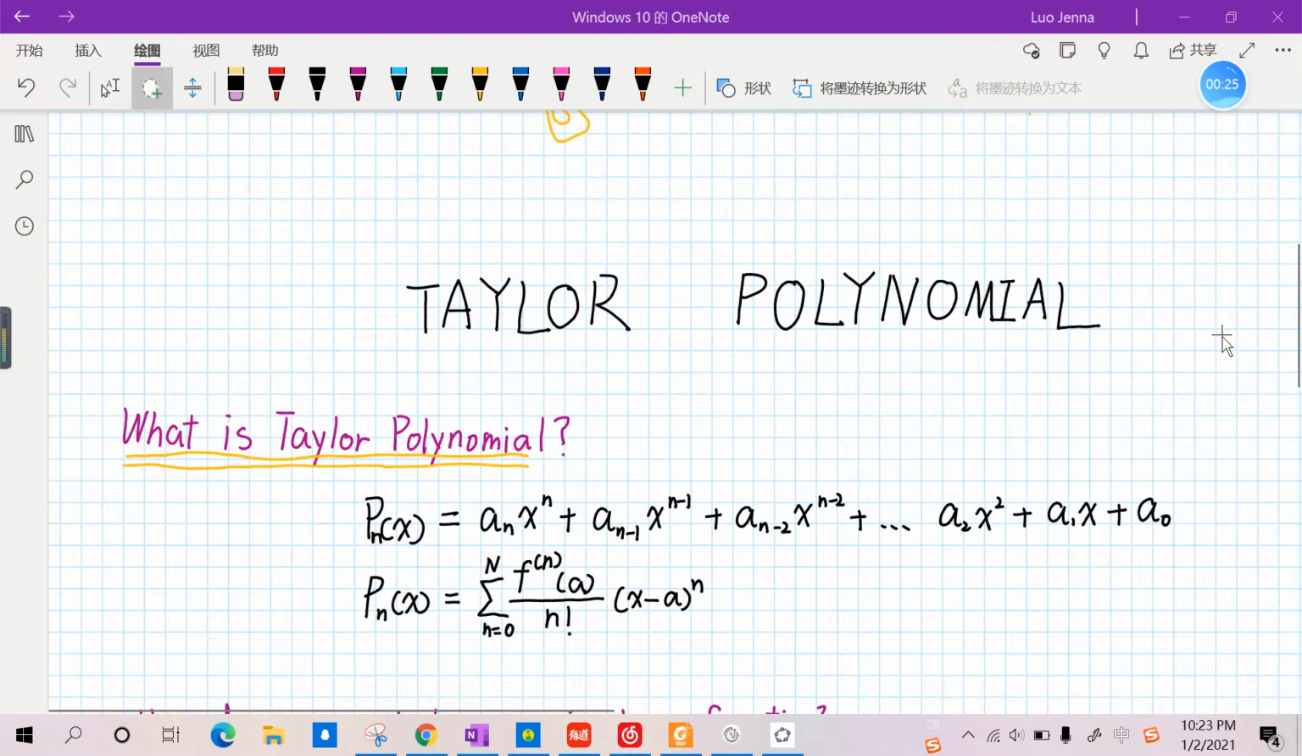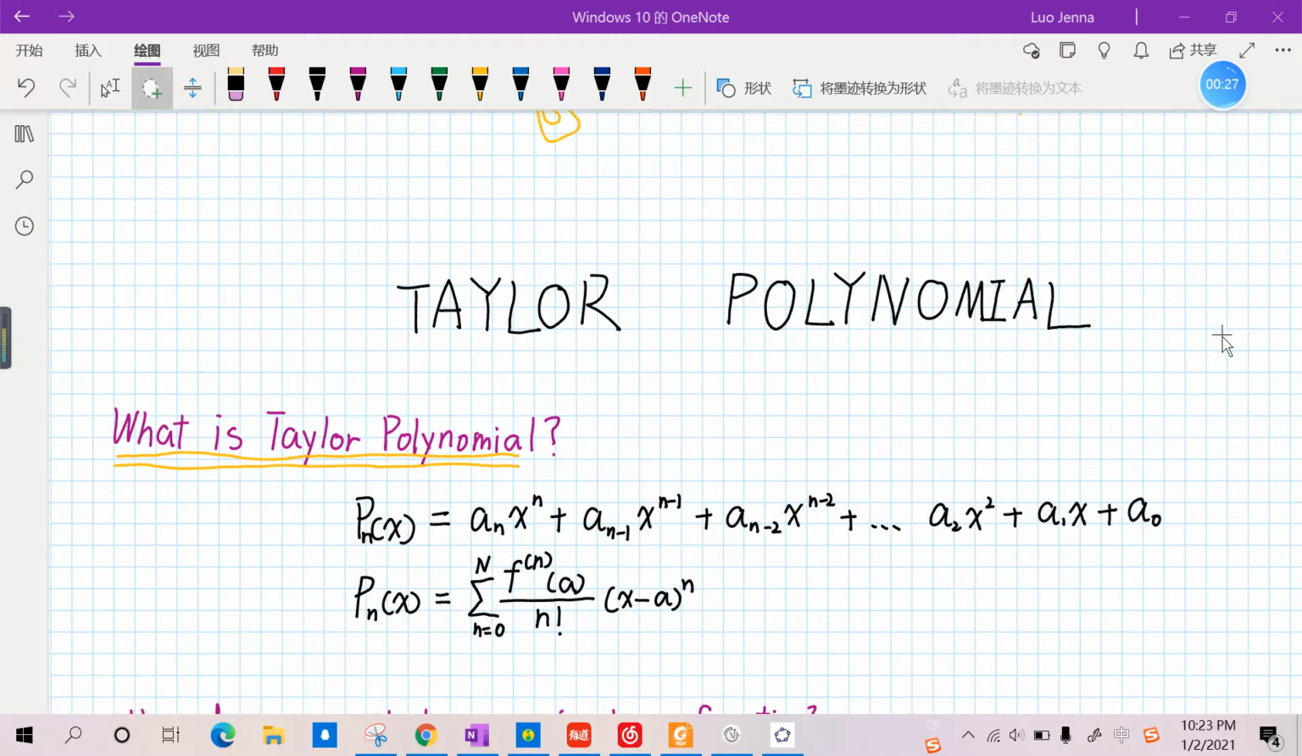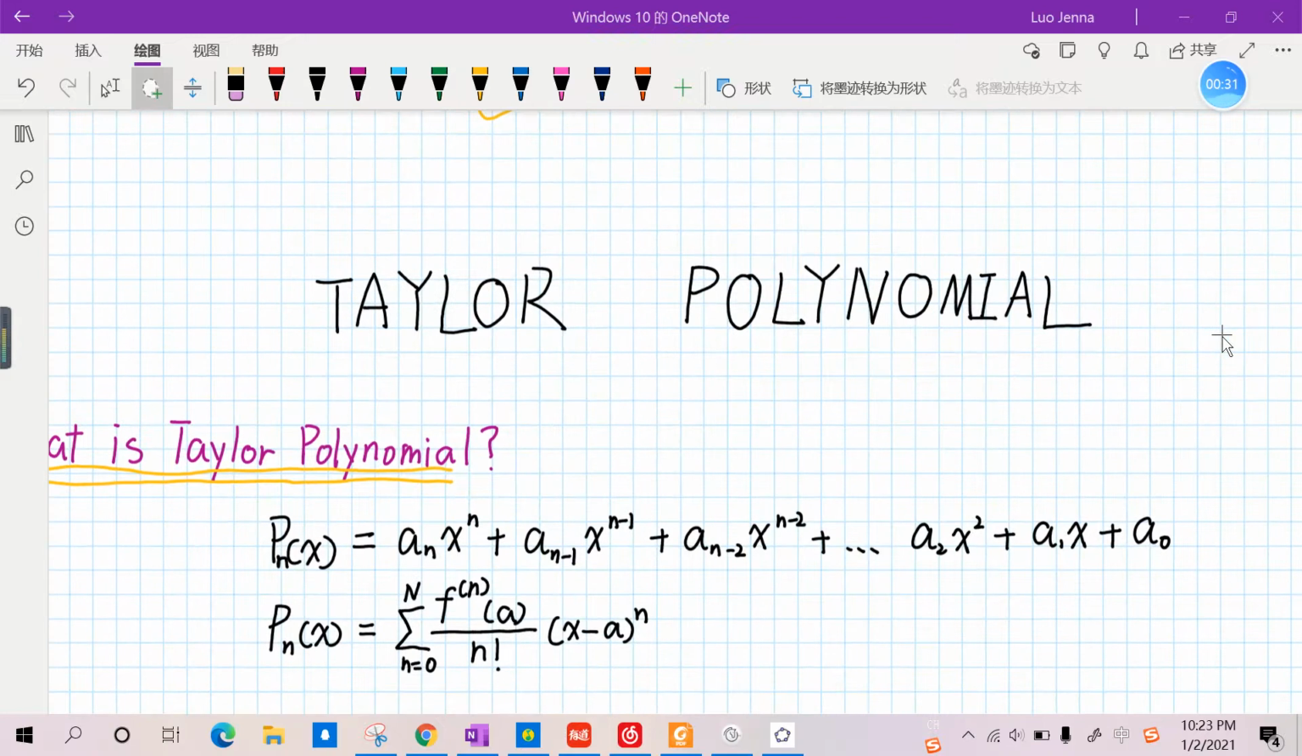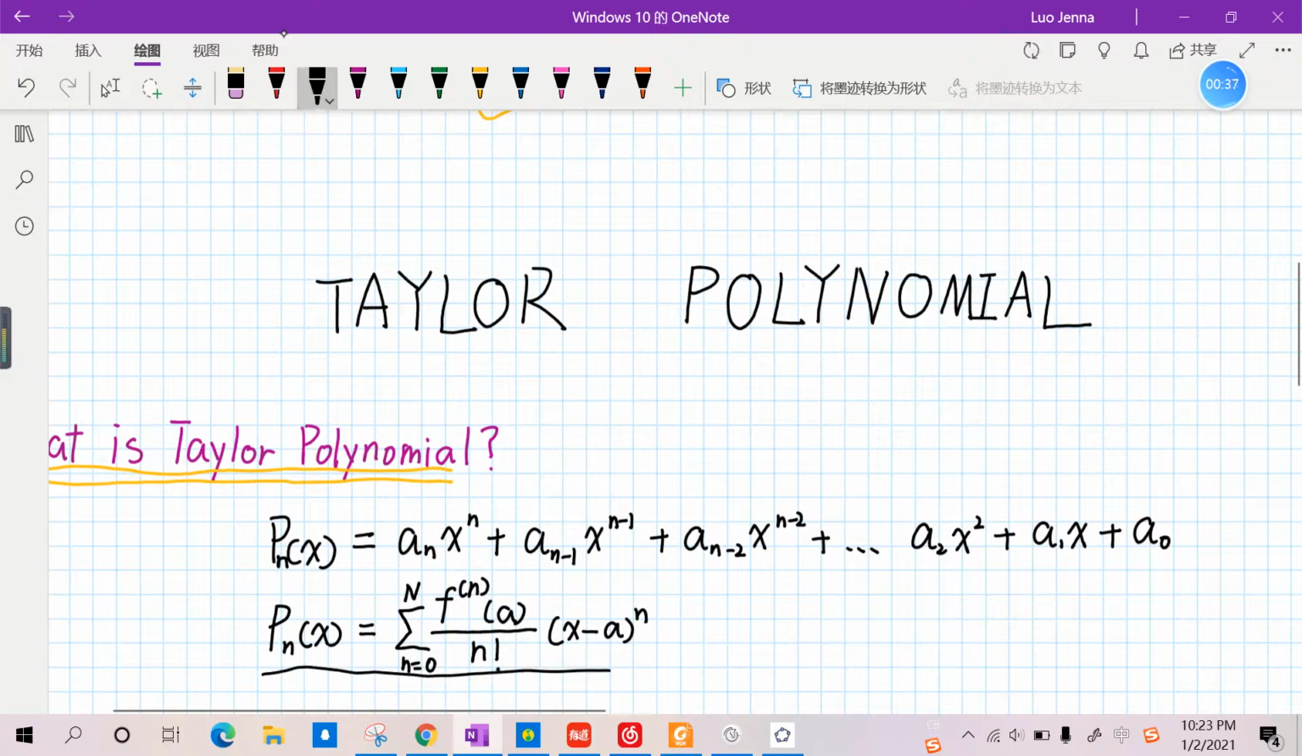So, what is Taylor polynomial? Of course, it is a polynomial. But why does it look so horrible? And why is there an n factorial? What's the relationship between Taylor polynomial and the general form of polynomial?